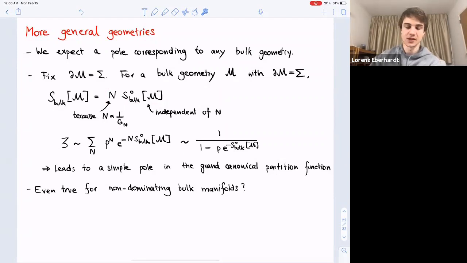Now, assuming that this thing dominates the partition function, you would conclude that the grand canonical partition function has a pole in P that looks like that. So that leads always to simple poles. But the nice thing is that this seems to be true, at least in the examples I've looked at, which is mainly the torus partition function, even for bulk manifolds that are non-dominating. Strictly speaking, this argument would only work if this is the dominating one. But for instance, the conical defect never dominates the sum over geometries, and still you can find it as a pole in the boundary partition function.